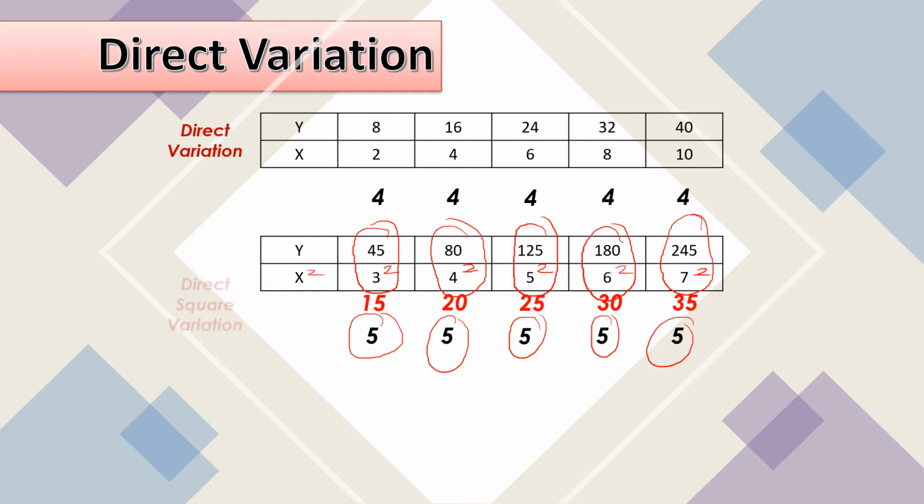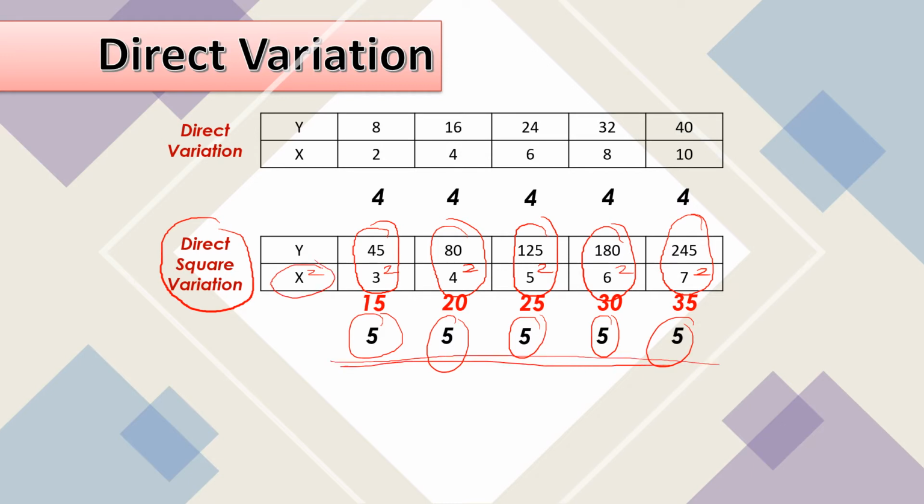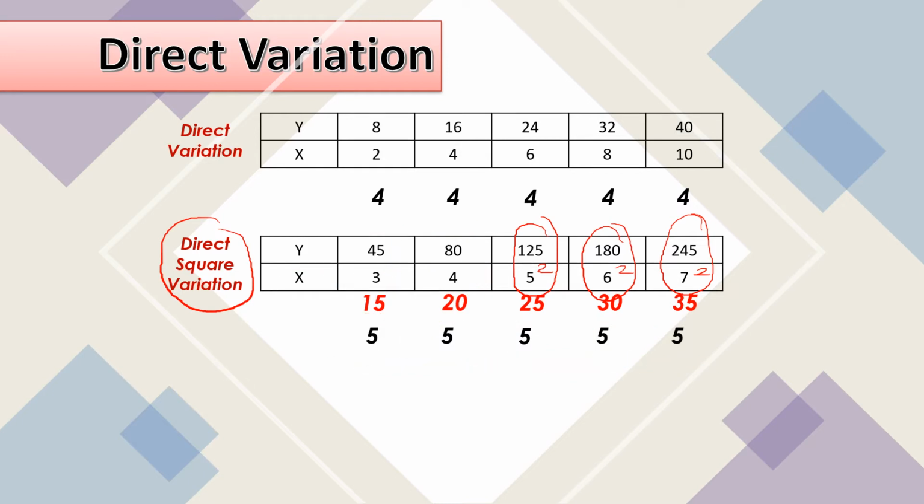So, ibig sabihin, siya ay pwede siyang maging direct square variation. Yan, direct square variation. Kasi kapag in-square mo yung value ng x natin, magkakaroon sila ng quotient na magkakatulad, which is 5. Basta hindi ibig sabihin na sa first quotient natin, siya ay hindi equal, ibig sabihin hindi na siya direct. So, i-check din natin yung direct square variation kasi another possibility pa rin siya.